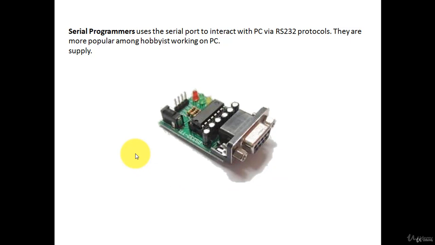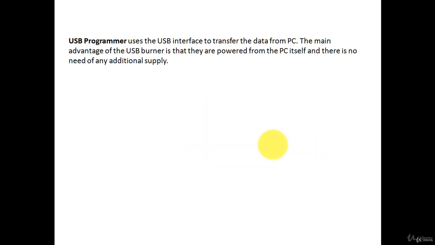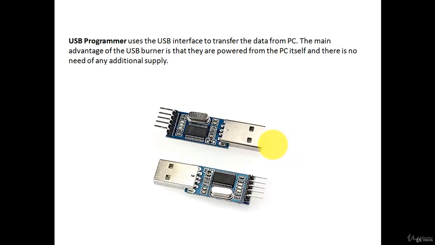Serial programmers use the serial port to interact with the PC via the RS-232 protocol, and these are very popular among microcontroller hobbyists. USB programmers use the USB interface to transfer the data from the PC to the flash memory of the microcontroller. The main advantage of using a USB burner is that it is powered from the PC itself, and hence there is no need for any additional power supply.